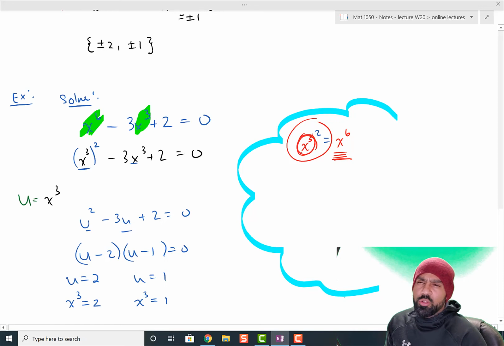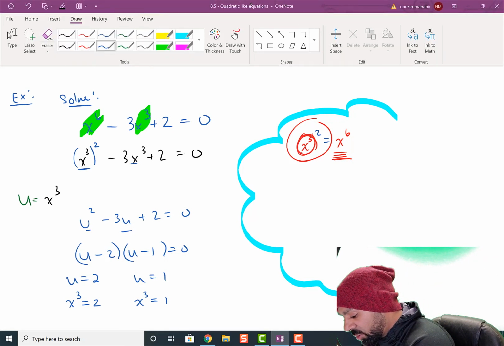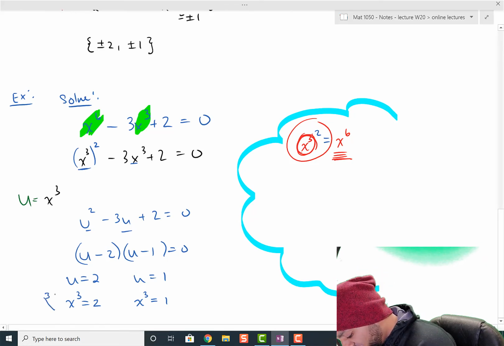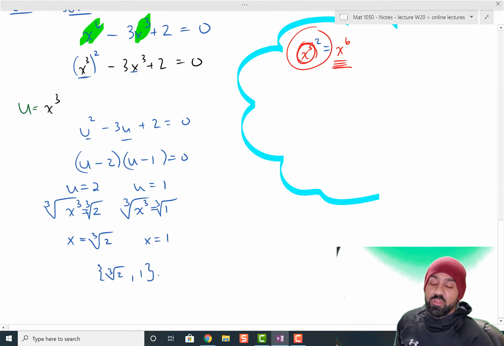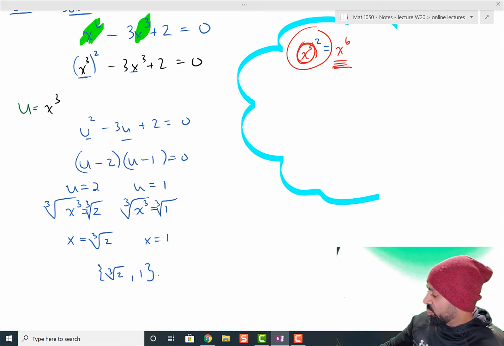In order to undo something that is cubed, what do we need to do? We should already know that roots undo exponents, so I'm going to cube root both sides of these equations. And remember, only square roots have plus or minus, not cubes. So x equals the cube root of 2, and x equals the cube root of 1, which is just 1. If you plug them in, you'll see that they check. Now, must you check everything? Absolutely, because not everything checks out, unfortunately. So crucial, crucial, crucial.